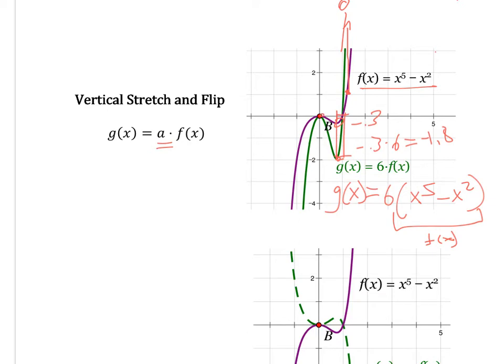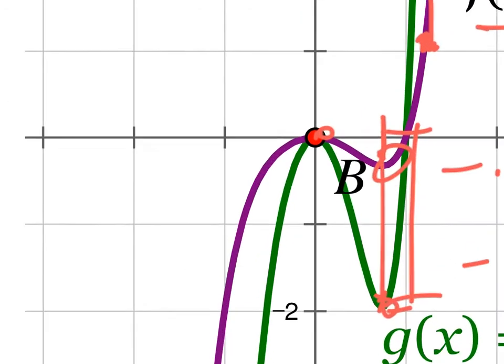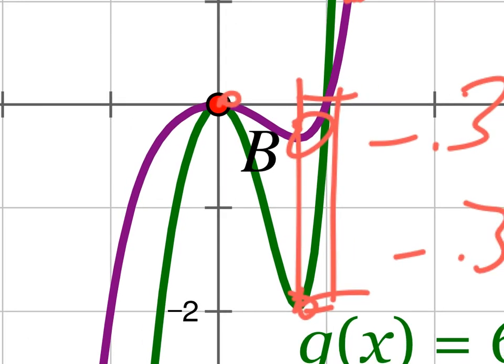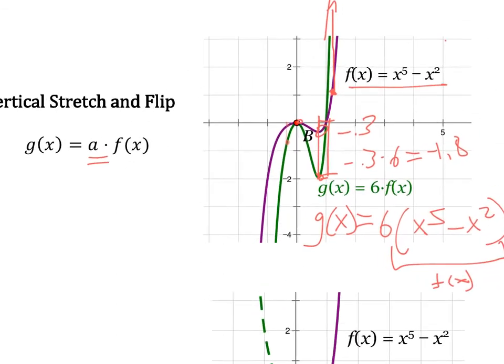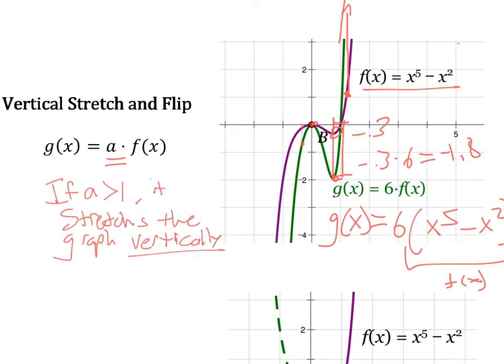Now, if it's an x-intercept, the blue point is stretched 6 times farther, but the blue point is 0, so 6 times 0 is 0. And so each of these points here, let's zoom in a little bit. If we take this distance right here, whatever distance that is, well, this distance down to the point right below it is going to be 6 times as far. So we're stretching it 6 times. So multiplying outside stretches it vertically. If a is greater than 1, it stretches the graph vertically.